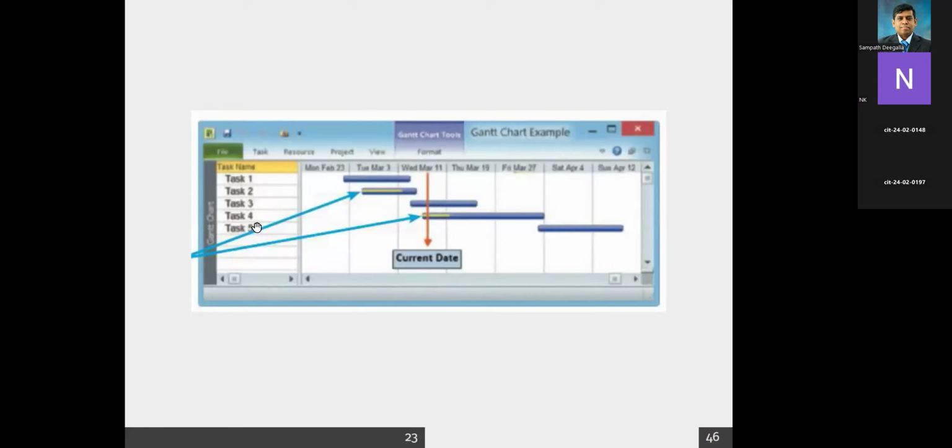Let's say we have a couple of tasks and these horizontal bars represent start and end. For example, you can see here we have February 23rd to March 11th. So it indicates the duration. And then you will notice the current date. The current date is ideally when you plan it and you review a particular day. So let's assume that you are reviewing here.